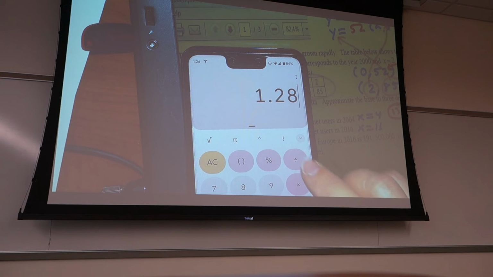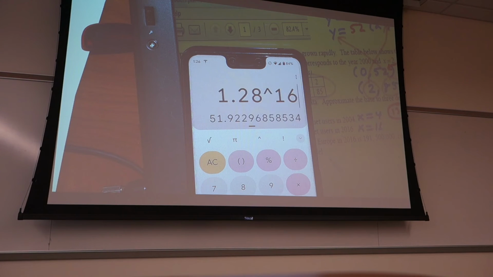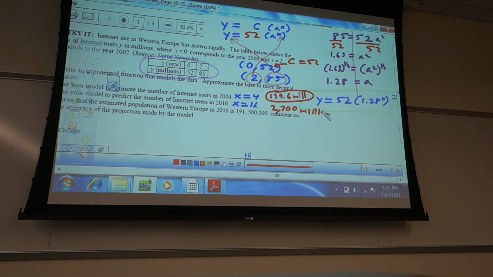1.28 raised to the what power? 16. Times 52. This should give me 2,700 million users. So that ends up being 2,700 million, which is 2,700 million. That many users.